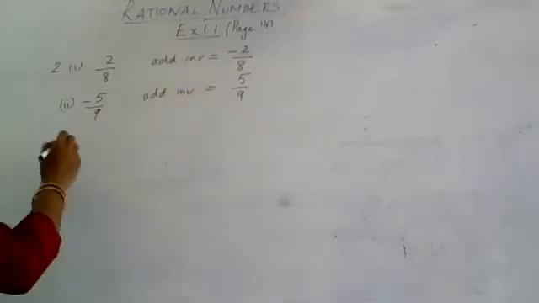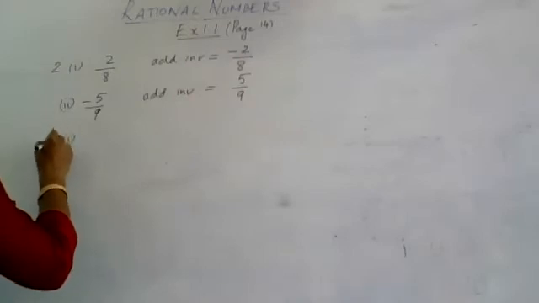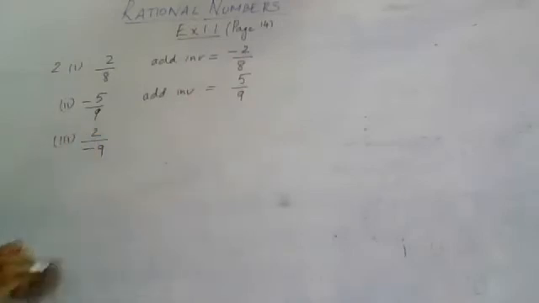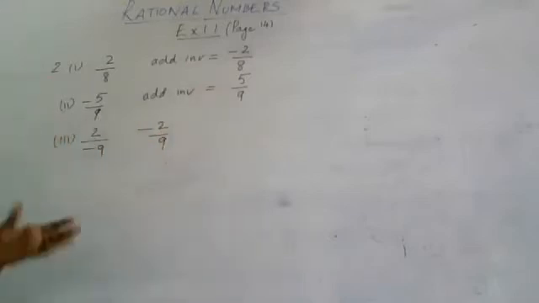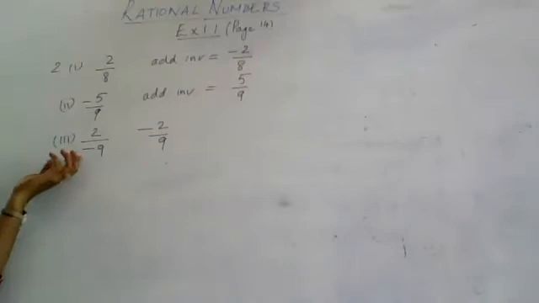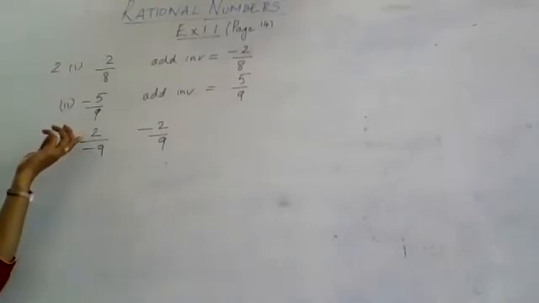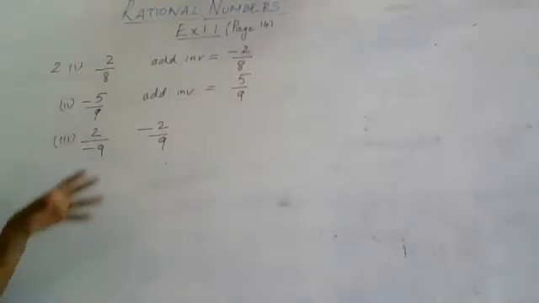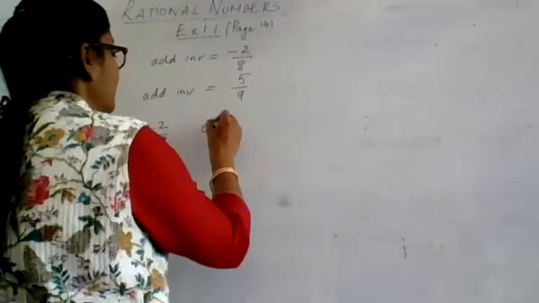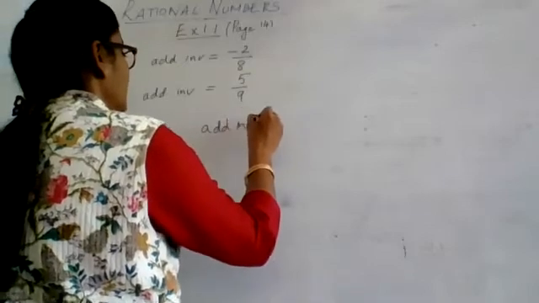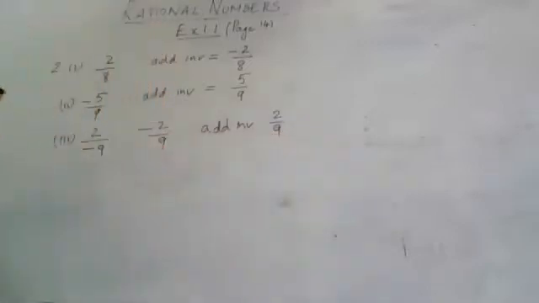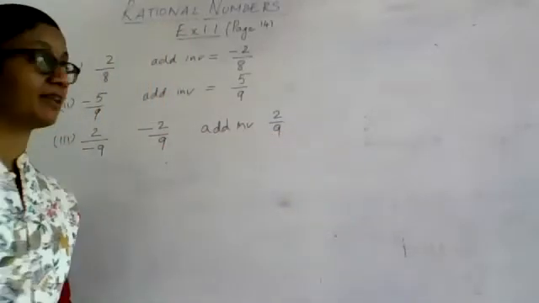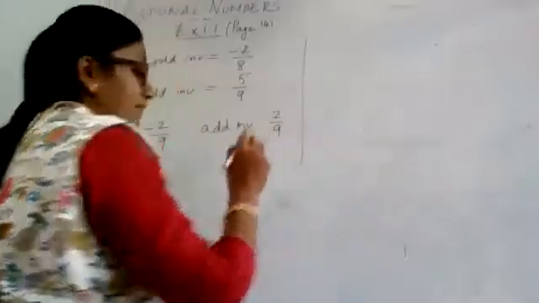Similarly, 2 by negative 9. The general form of writing this rational will be negative 2 by 9. 2 by negative 9 means it is negative 2 by 9. The negative is always shown in the numerator. That's how we write it in the general form. So if negative 2 by 9 is your given rational, what will be your additive inverse? Because it is already a negative rational, its additive inverse will be a positive rational 2 by 9. So this is the way in which you find the additive inverse of given rationals.